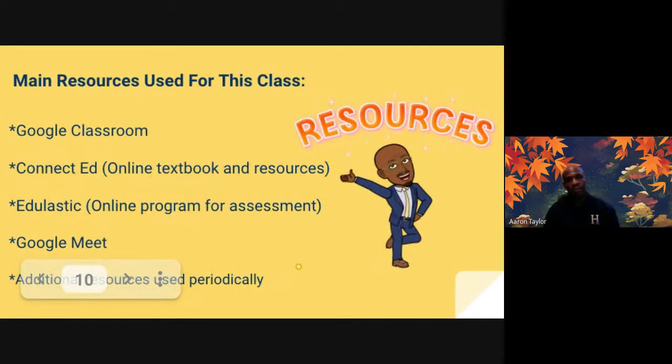The main resources used for this class are Google Classroom; ConnectEd, an online textbook and resource; Edulastic, an online program for assessment; and Google Meet, probably not as much this year because we are in person, but we may still need to use it at times, so it is available. There are also additional resources used periodically.